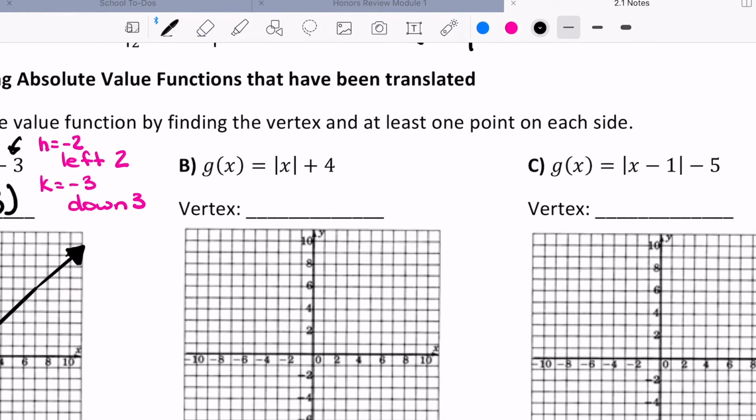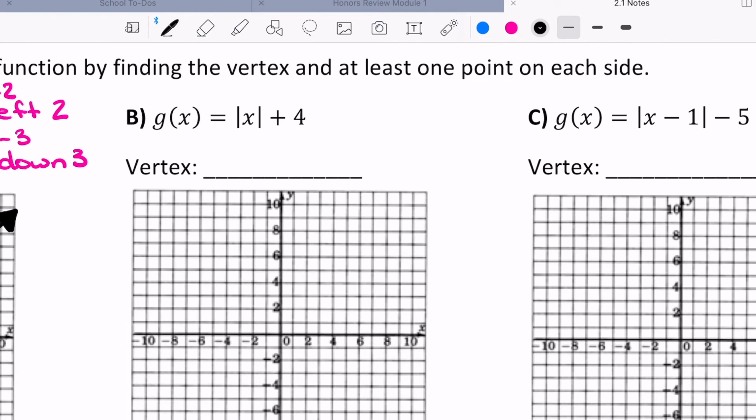All right, let's try one more. Let's try B, okay? Remember, vertex is at h comma k. In this case, x is alone inside of the absolute value, which means there is no h value, okay? Simply 0. k is +4, so my vertex is located at 0, 4.